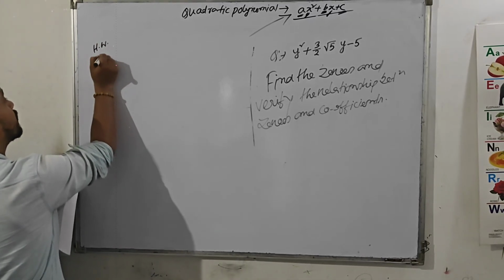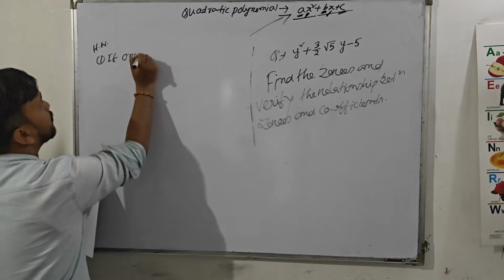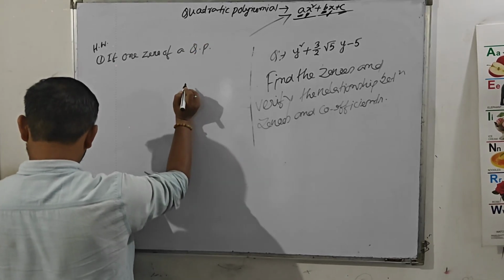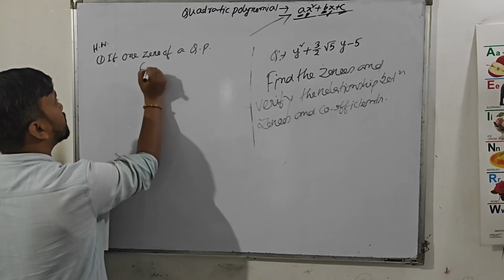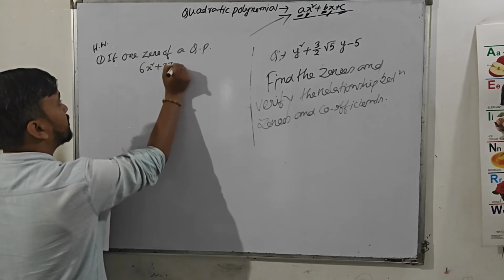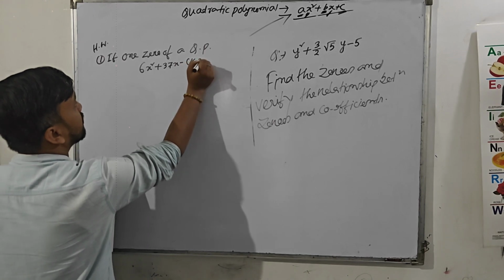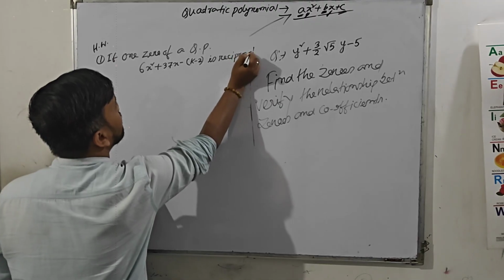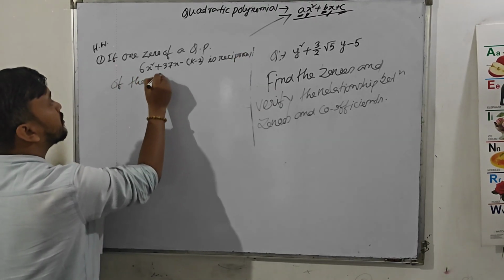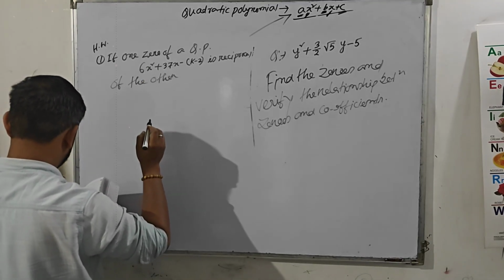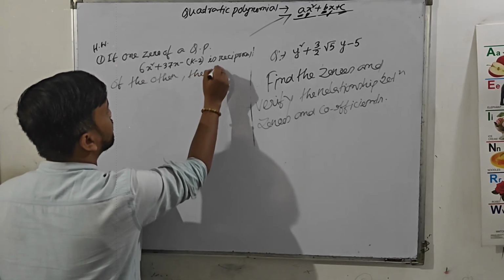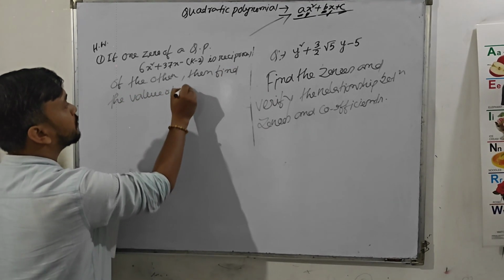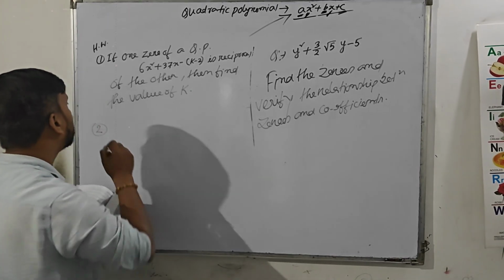If one zero of a polynomial 6x squared plus 37x minus k is the reciprocal of the other, then find the value of k. Do you know what homework we have to do?